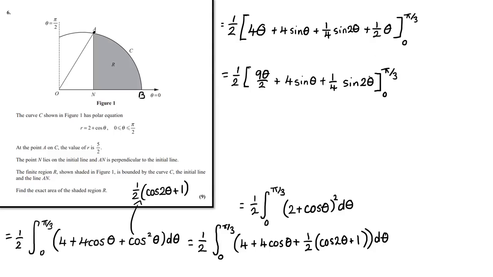And now we'll substitute our limits in here. So this is going to be equal to a half. So we've got 9 theta over 2. We replace the theta here with our upper limit first. So it's going to be 9 lots, or we can write that as 9 over 2 times pi over 3, whichever way you prefer. Plus 4 sine theta. So that's 4 sine of pi over 3. And then finally we've got a quarter of sine 2 theta. So that's going to give me a quarter sine 2 pi over 3.